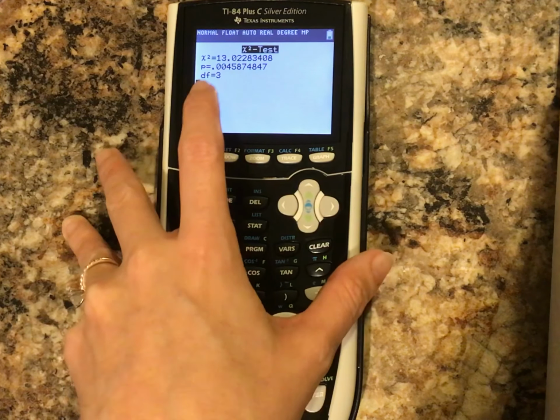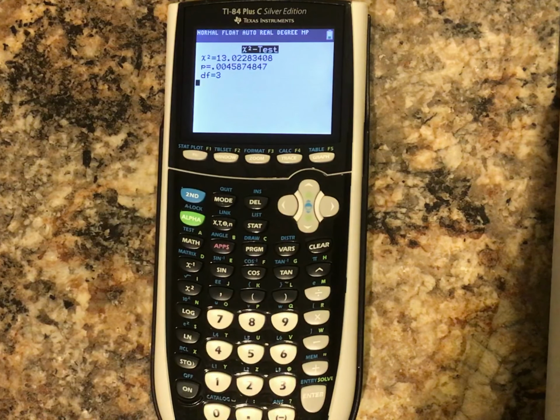And the degrees of freedom, the way that we find that is by doing the number of rows in the matrix minus 1. So in this case, we had 4 rows in our matrix, minus 1 gives us 3. And then you look at the number of columns in your matrix and subtract 1 from that. So we had 2 columns, minus 1 gives us 1. Then you multiply those two numbers together. So 3 times 1 is 3. So our degrees of freedom in our chi-square test is 3.